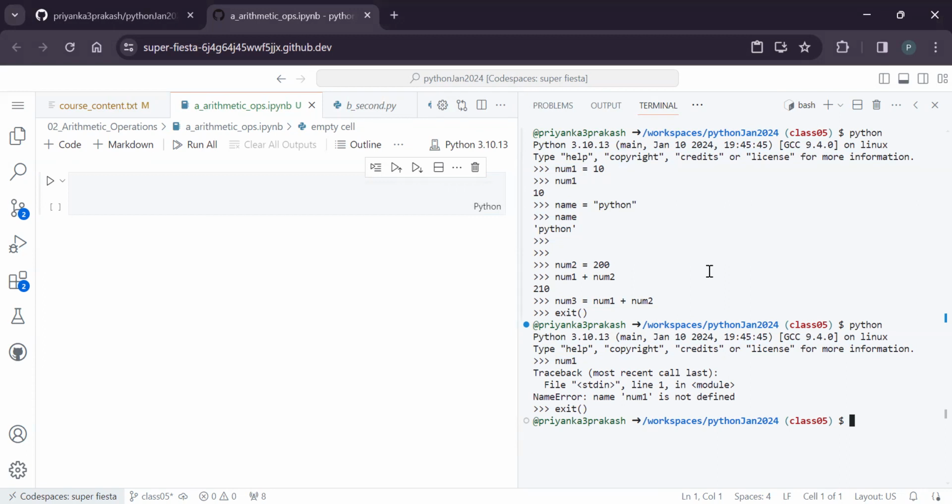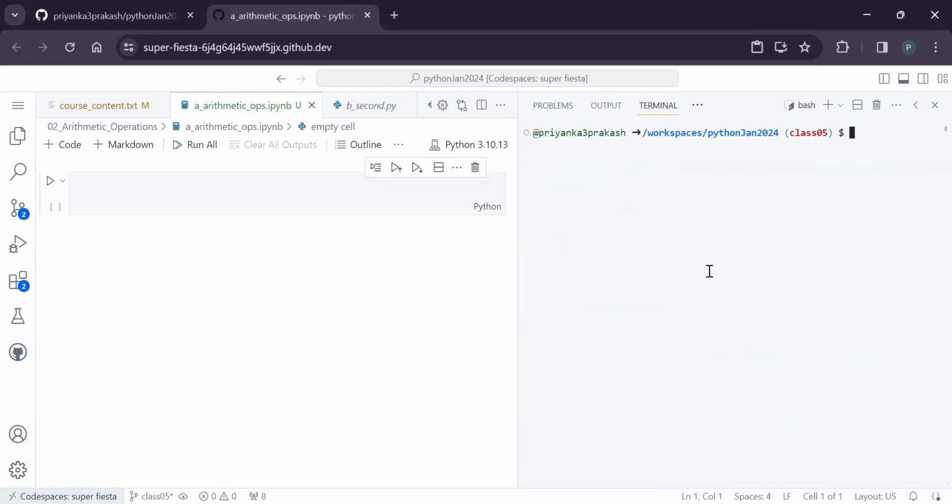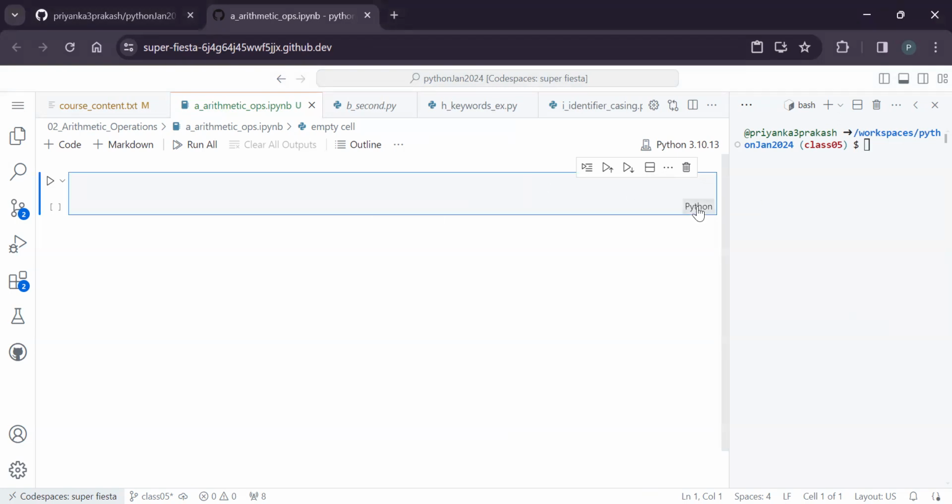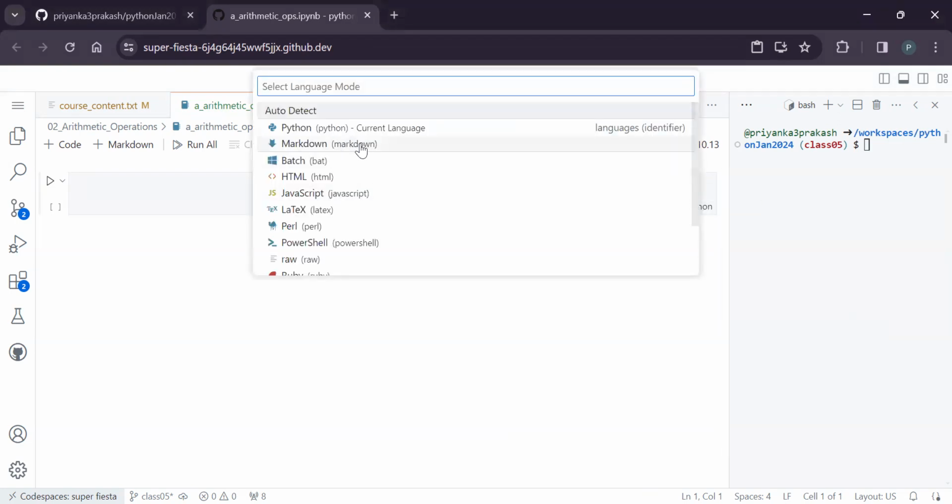In all those cases, Jupyter Notebook is handy. For understanding, let's do certain things in Jupyter Notebook such that we will get some kind of learning. Initially, coming to the arithmetic operations. And in the Jupyter Notebook, there are two types of cells. One is Python cell and the other one is Markdown.